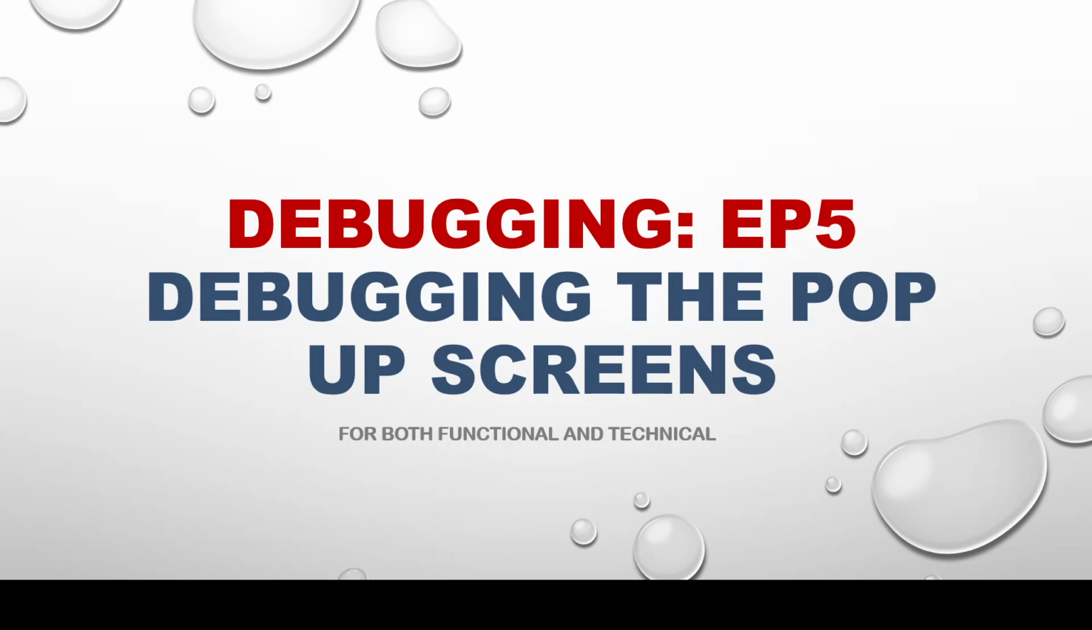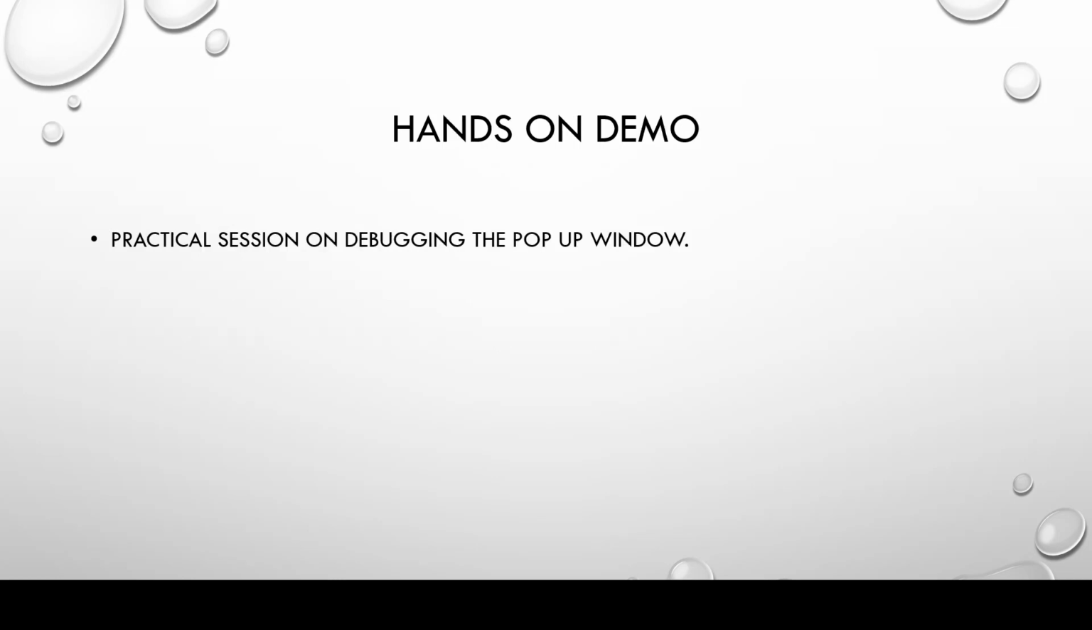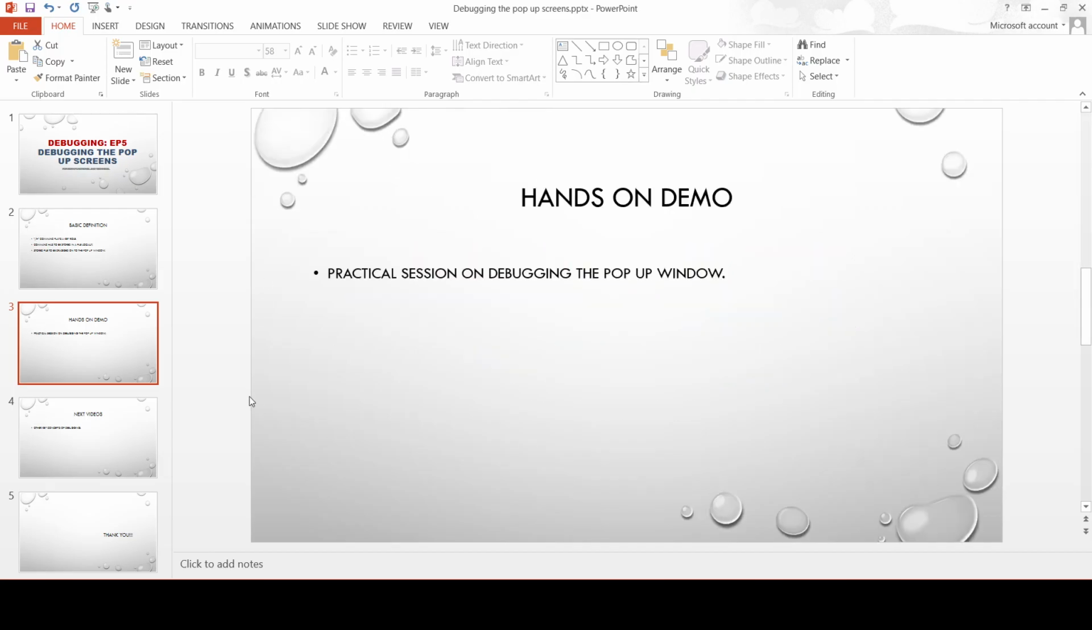In our previous session, I showed you a methodology to start debugging from any random screen, right? But there is a trick with a pop-up screen. We will see the hands-on part of it for better clarity. In the case of pop-up screen debugging as well, the /h command is still the key part. The command has to be stored in a file locally and the stored file has to be dragged to the pop-up window. I'll show all this in my hands-on video.